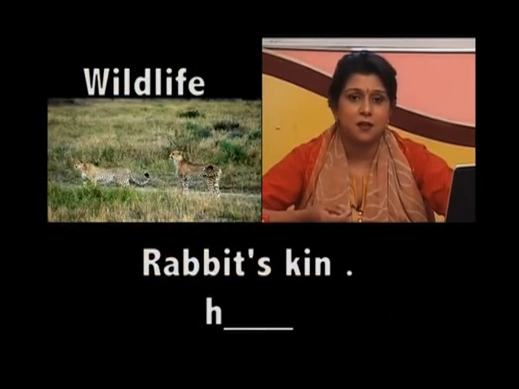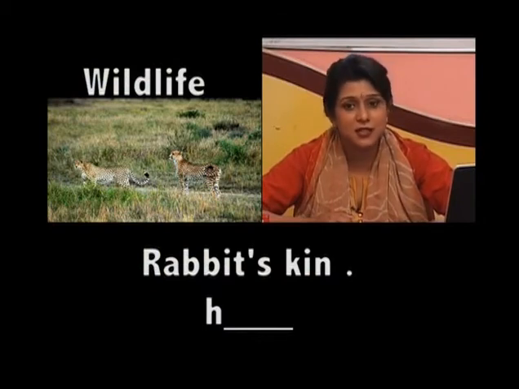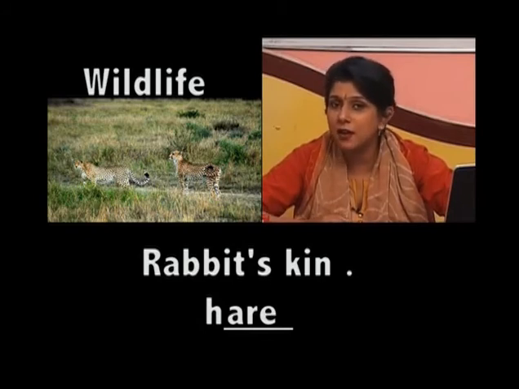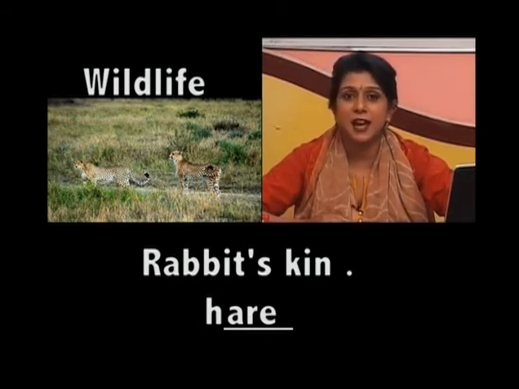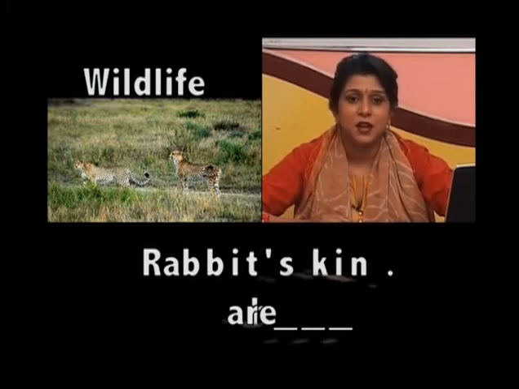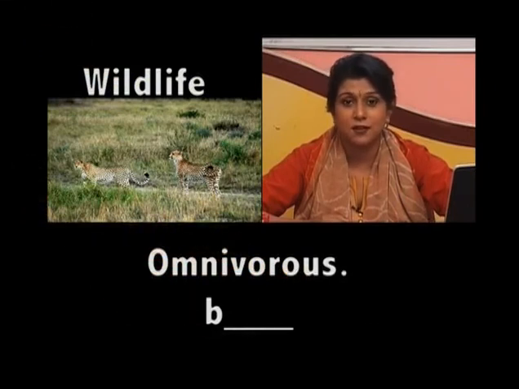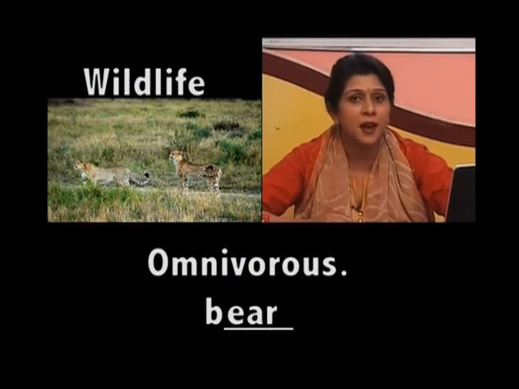The next word is rabbit's kin. It's a kin of the rabbit. Begins with an H. That's correct, it's hare. And which vowel sound is contained in the word hare? That's right, it's the A sound. Another animal which is omnivore. That's right, it's the bear. And which sound is contained in the word bear? Yes, it's the A sound.